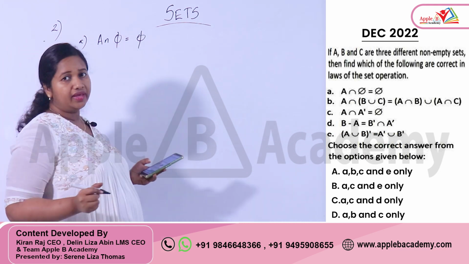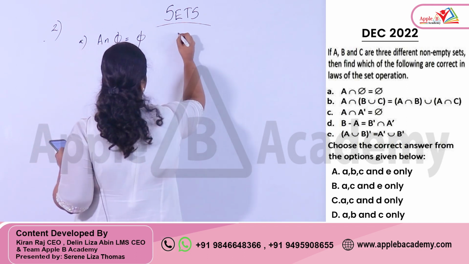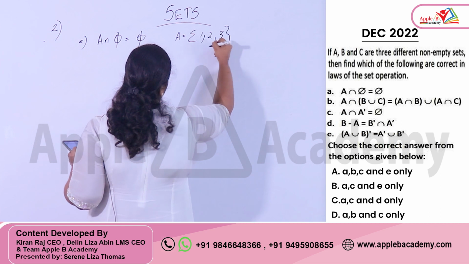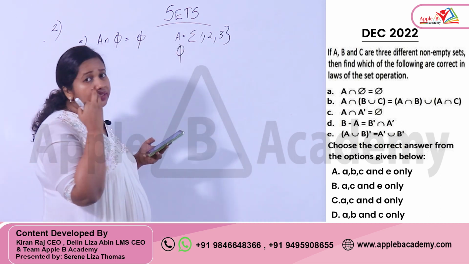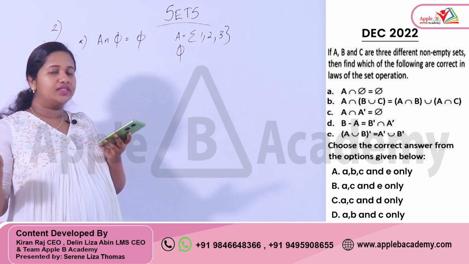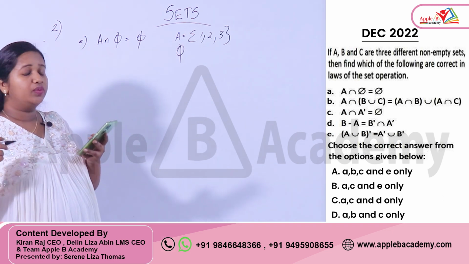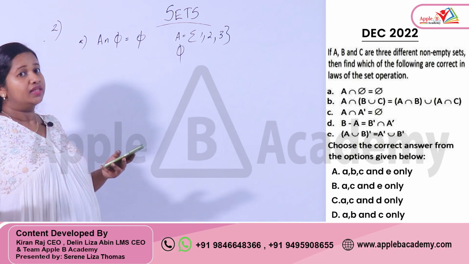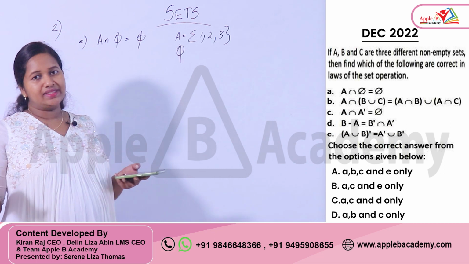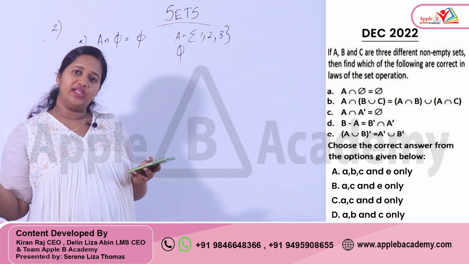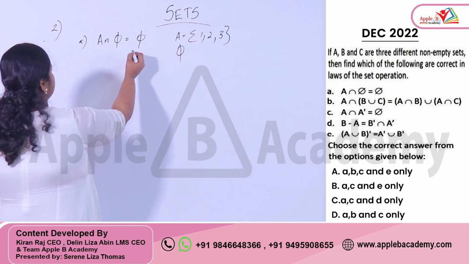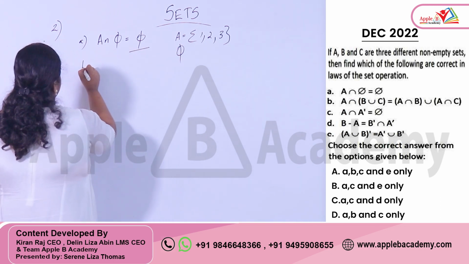We have a set A, say A equal to 1, 2 and 3, and phi is a null set. There are no elements in null set. So A intersection phi is equal to phi. Intersection means we need to find the common elements between A and phi. That statement is correct because there are no common elements between A and phi. Correct.